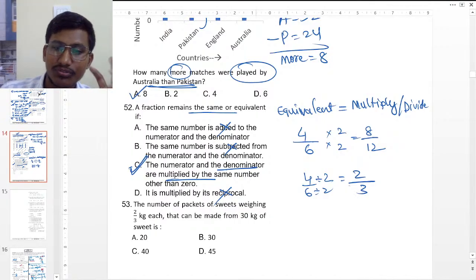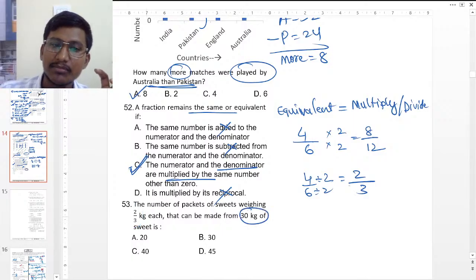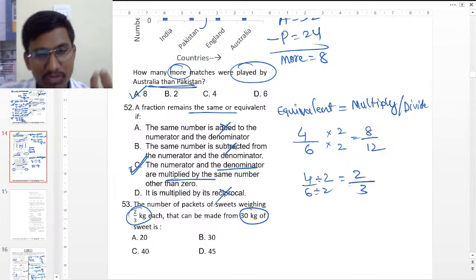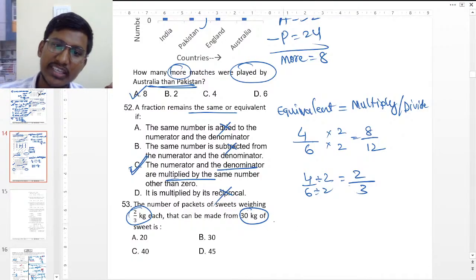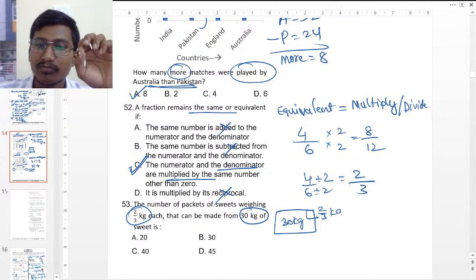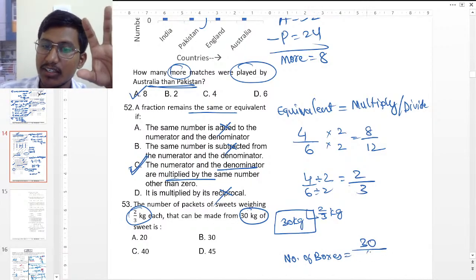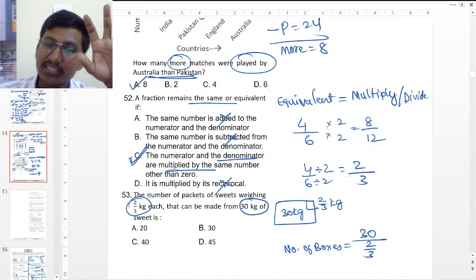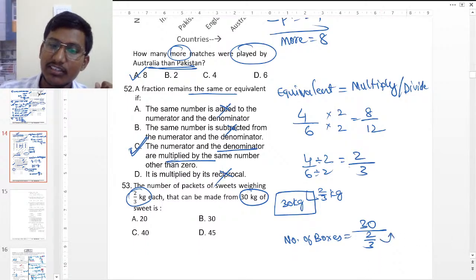The number of packets of sweets weighing 2 by 3 kg each that can be made from 30 kg of sweets. So how many sweet packets can be made from the 30 kg full box? There is a big box of 30 kg and we have to make small packets of 2 by 3 kg each. To find the number of packets, we have to divide: 30 divided by 2 by 3. For this we have to take the reciprocal and multiply.